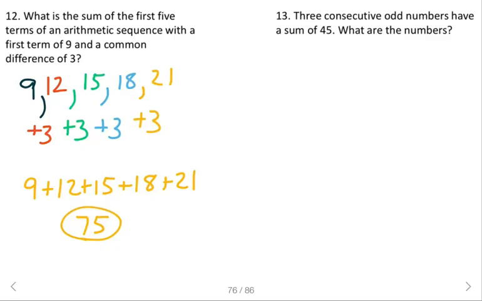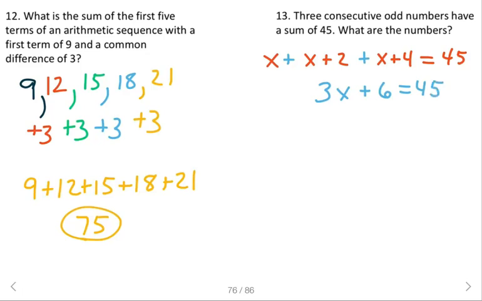All right, 13, 3 consecutive odd numbers that have a sum of 45. So let's let x represent our smallest odd number. x plus 2 would be the second odd number. x plus 2 plus 2, or x plus 4, would be the third odd number. And they have a sum of 45. Sum means add. So now let's add up all those like terms. x plus x plus x is 3x. 2 plus 4 gives us 6.